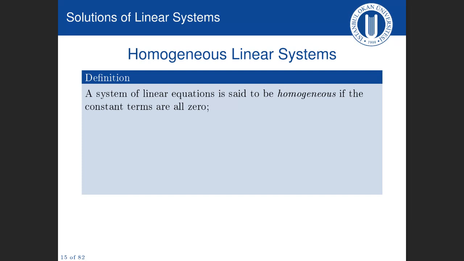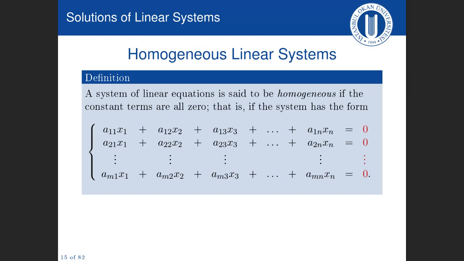And I want to finish this section by talking about homogeneous linear systems. A system of linear equations, or a linear system, is said to be homogeneous if the constant terms are all 0. So in other words, we have something like this. If all of these numbers on the right-hand side of the equal signs are 0, then our linear system is called homogeneous.